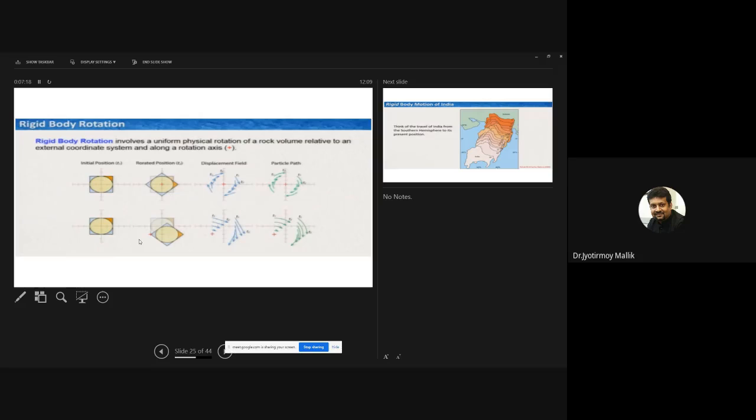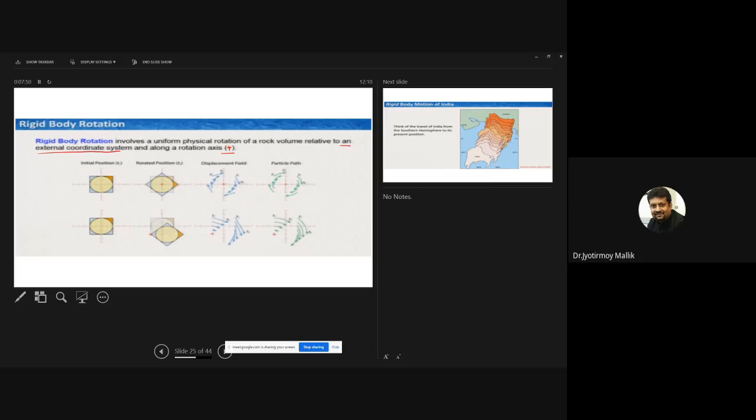Now the next type of strain we are looking at is rigid body rotation. It involves uniform physical rotation of a rock volume relative to an external coordinate system. This is important: there must be an external coordinate system with respect to which my body will rotate uniformly along a rotation axis, which in this particular case is designated with a plus sign.